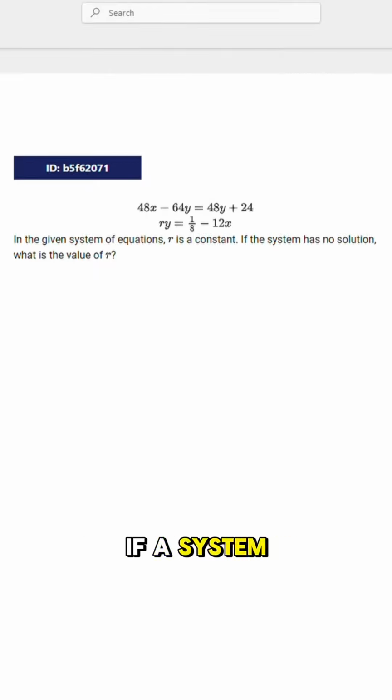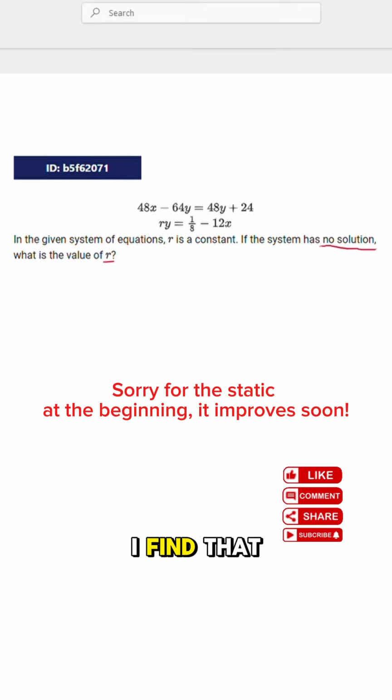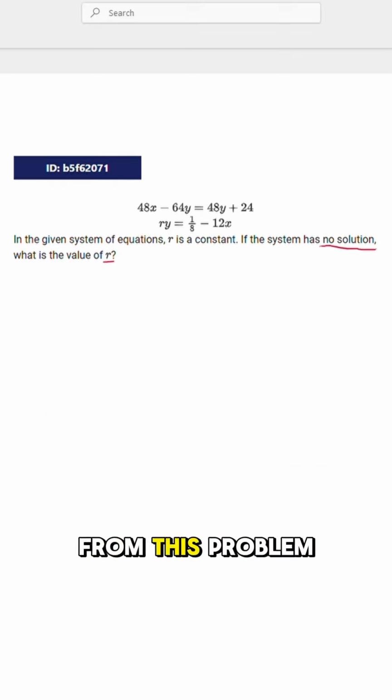Working with, if a system has no solution, what is the value of a constant? These are questions that I find students have a really hard time answering. The hint that we get from this problem is that the system has no solution. That should automatically mean that these two lines up here should be parallel.